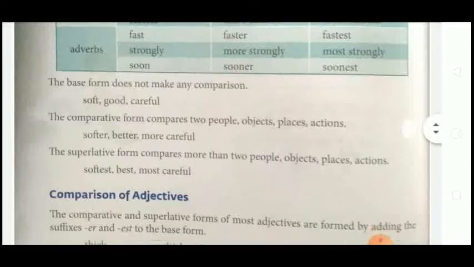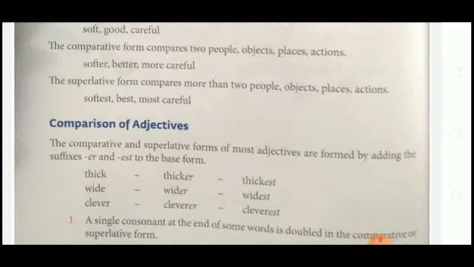Comparisons of adjectives. Next topic. Comparative and superlative forms of most adjectives are formed by adding the suffixes er and est to the base form. When the word is in positive form and you want to make it comparative and superlative, then we use the suffixes er and est. For example, thick is the base form, then we use er for the comparative form, thicker, and est for the superlative form, thickest.